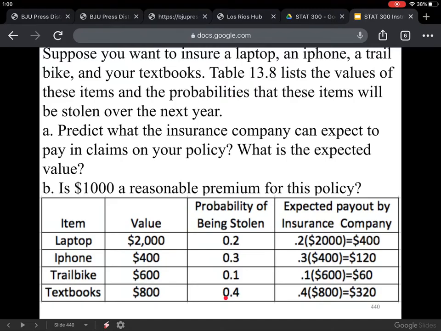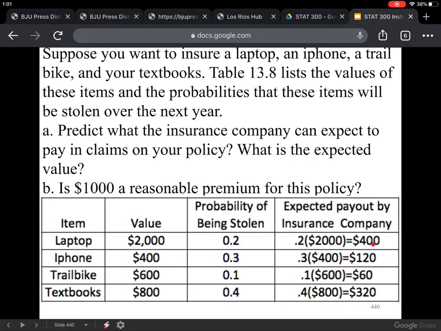And then the expected payout by the insurance company is this last column, which is just a product of 2,000 times 0.2, 400 times 0.3, and so forth. Now, to find the expected value, all I need to do is, on this last column, add up all of these values. 400 plus 120. So, add them all up.